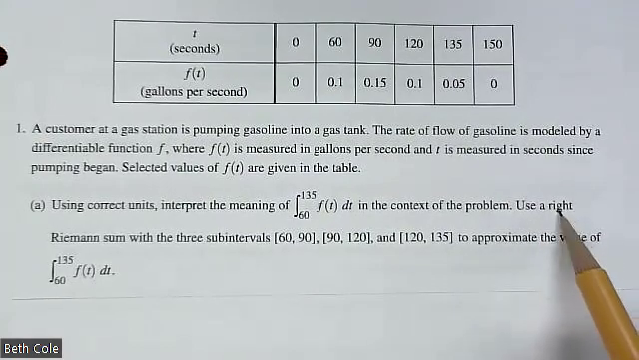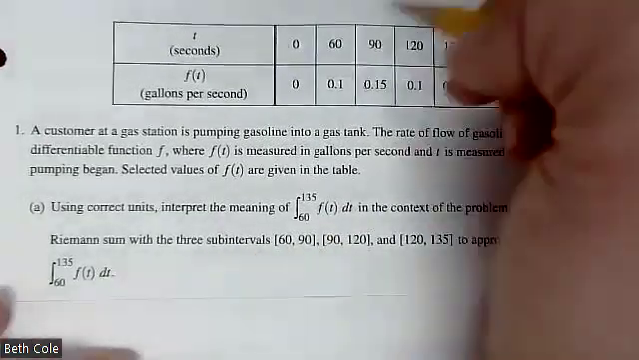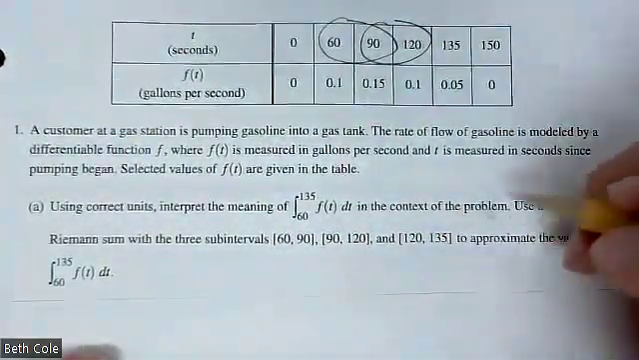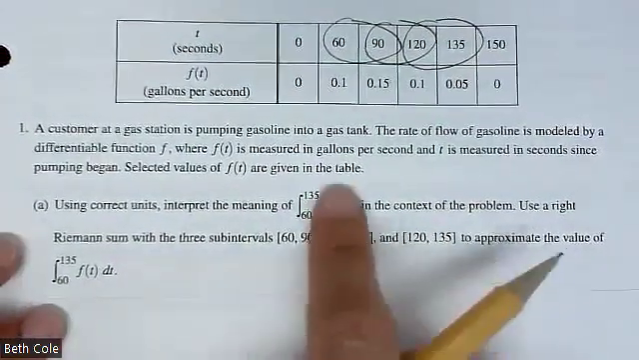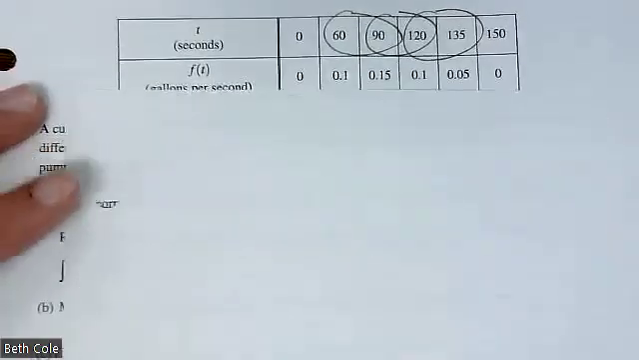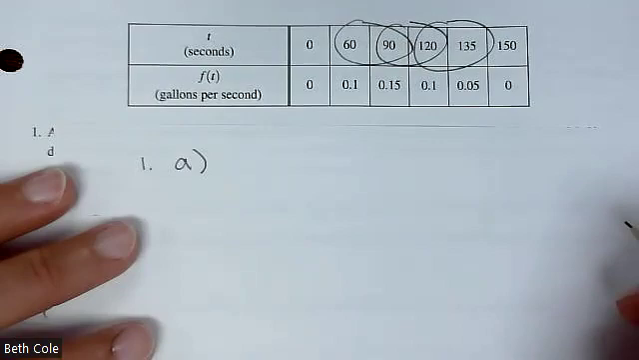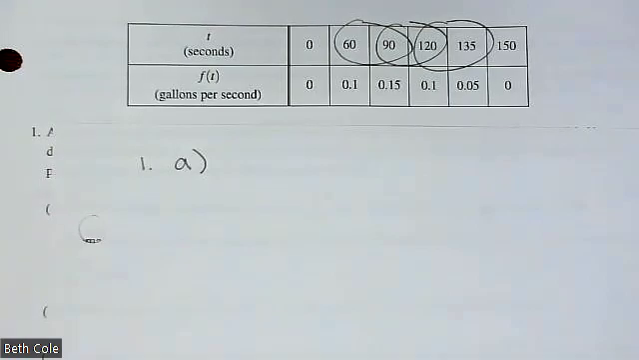Use a right Riemann sum with 3 sub-intervals. Let's circle them. 60 to 90, that's this one. 90 to 120, and then 120 to 135. So 3 sub-intervals to approximate that integral from 60 to 135. All right, so what are we going to put on the paper? We're doing a right Riemann sum. Yeah, so the intervals are all different, so you are going to have to write them out separately.